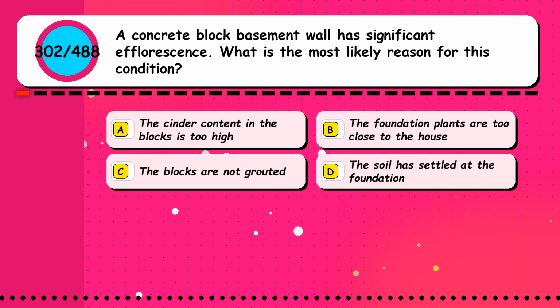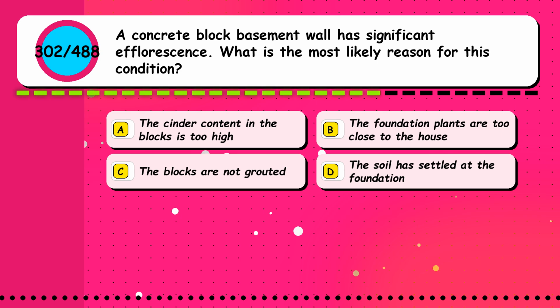Question 302. A concrete block basement wall has significant efflorescence. What is the most likely reason for this condition? Option A, the cinder content in the blocks is too high. Option B, the foundation plants are too close to the house. Option C, the blocks are not grouted. Option D, the soil has settled at the foundation.